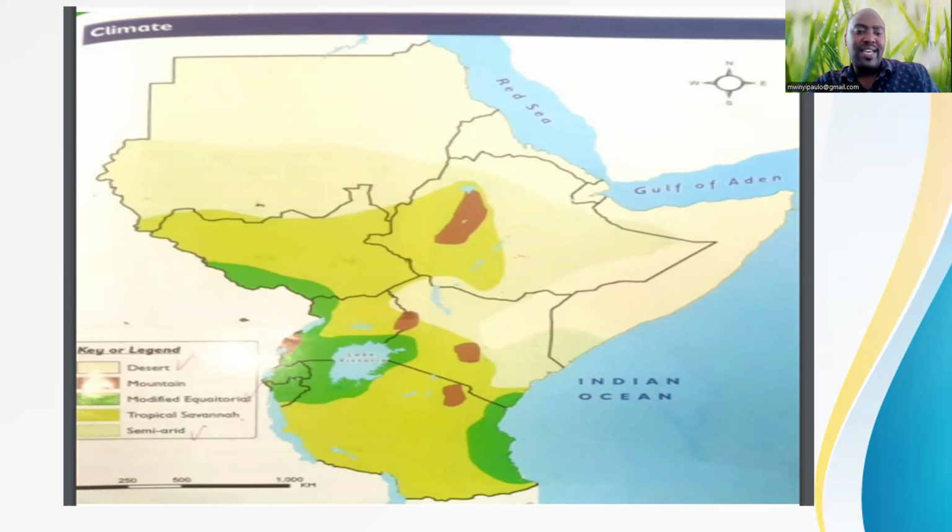Then we have the modified equatorial climatic region. Have a look at it, the one being shown by the color green. Then the tropical savanna. Remember, we said that tropical savanna covers the largest part of Eastern Africa. And lastly, the semi-arid climatic region.